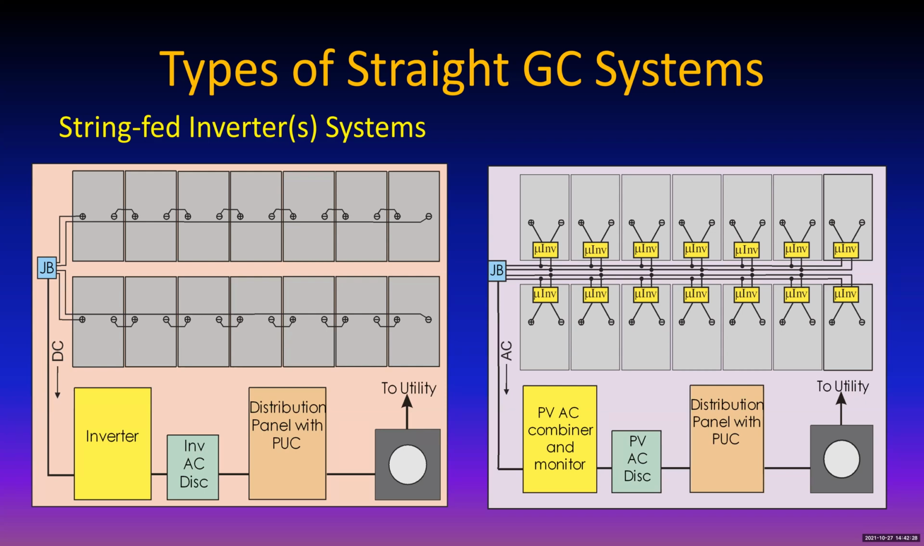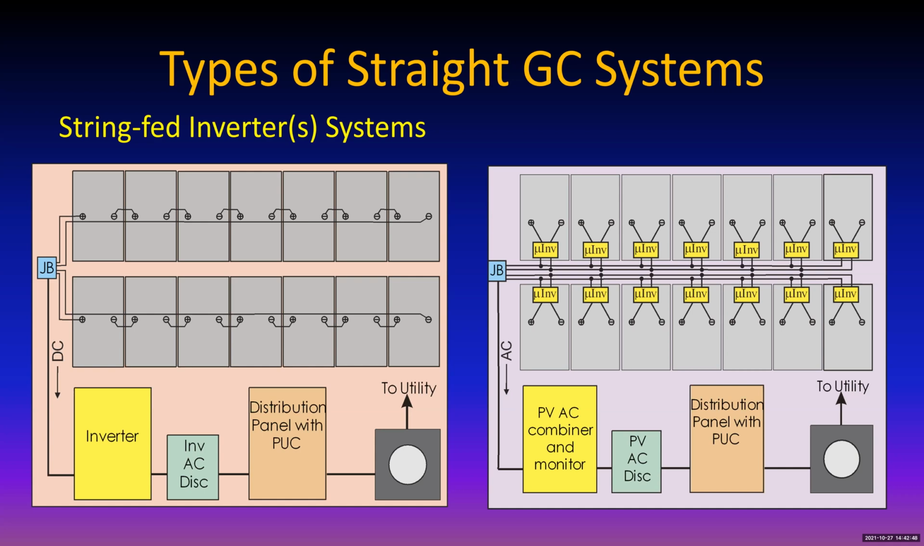The junction box brings these strings down to the inverter. These are called either strings or source circuits. The inverter then combines them. It does maximum power point tracking on them. It looks for any ground faults. And it also does rapid shutdown.